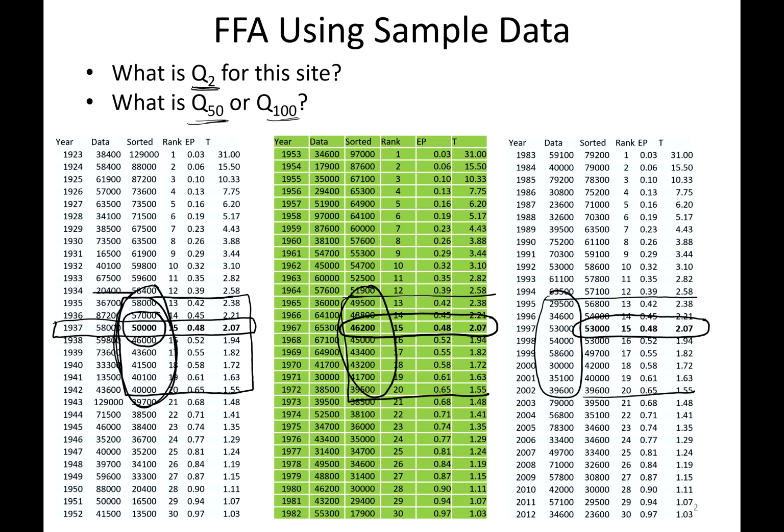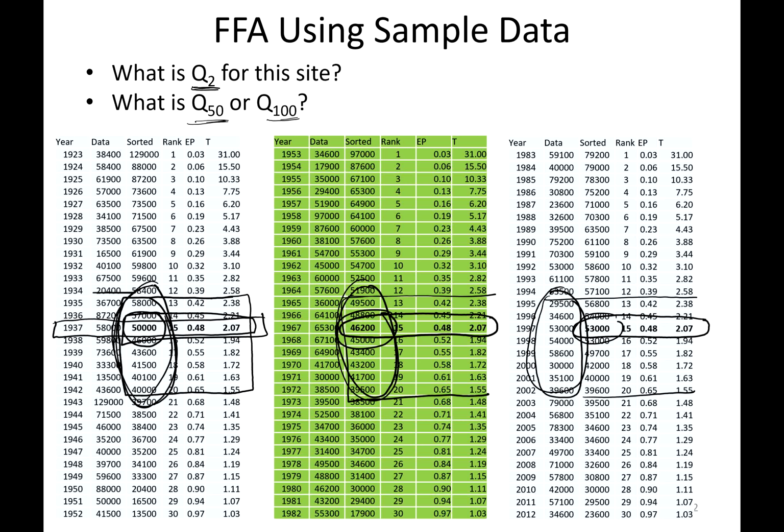Similar to that, if I just take this value, it's 50,000 here, it's 46,200 in another sample, it's 53,000 in another sample. But if I take an average of all these, the values are not as different as you see just for one single row. So with the 30 years of data, finding a 2-year return period flow is not that difficult.